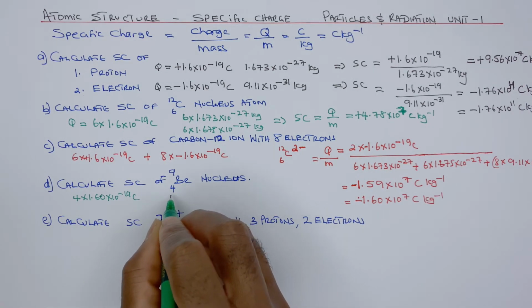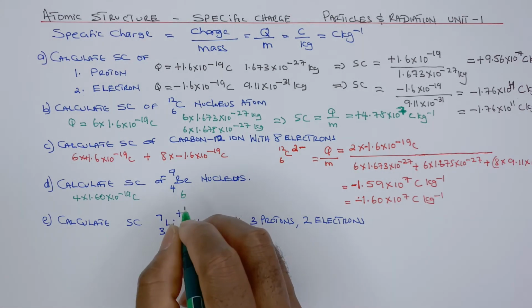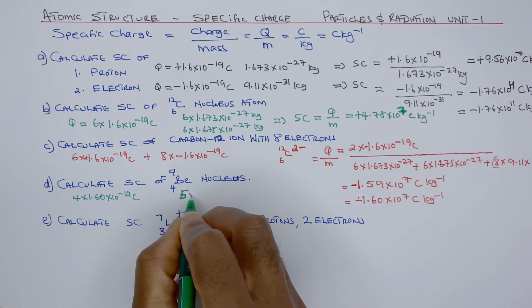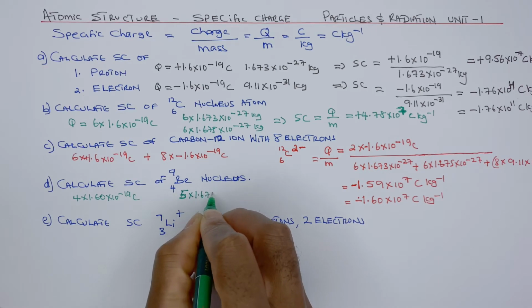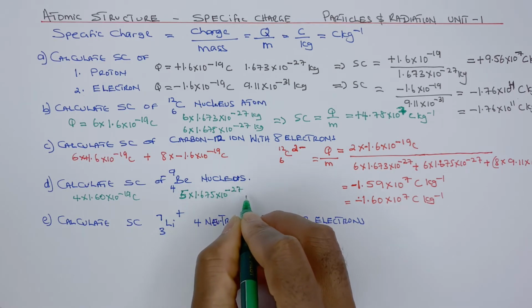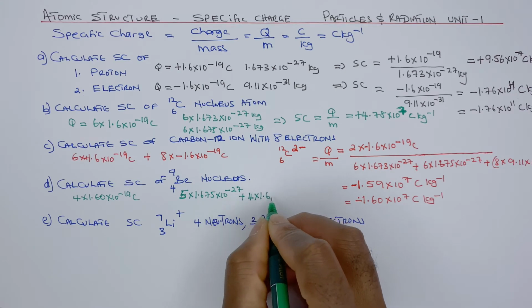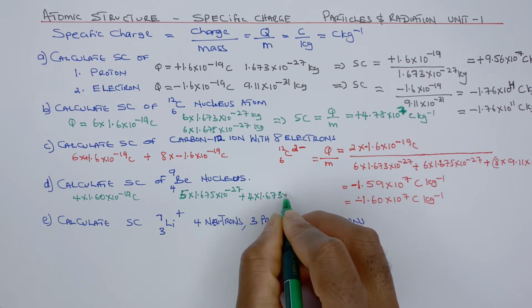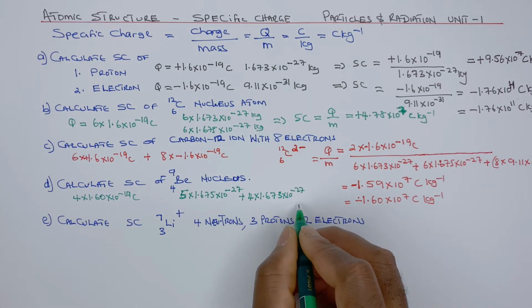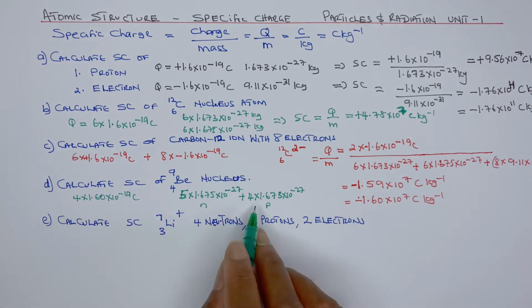Then we've got the mass. With the mass, we've got 5 neutrons and 4 protons. So that would be 5 times 1.675 times 10 to the power minus 27 plus 4 times 1.673 times 10 to the power minus 27. So this is for neutrons and that's for protons. And we add them together, so we divide the charge by the sum of that.